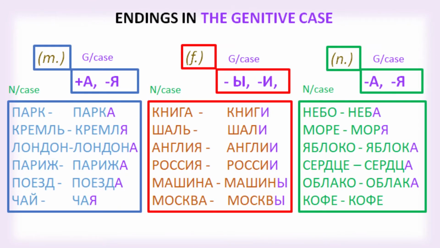Endings in the genitive case depend on gender. In the masculine gender, change the soft sign and the short letter И for Я, and add А to consonant endings. In the feminine gender, change endings А for И, the soft sign and Я for И. In the neuter gender, change endings О for А and Е for Я.